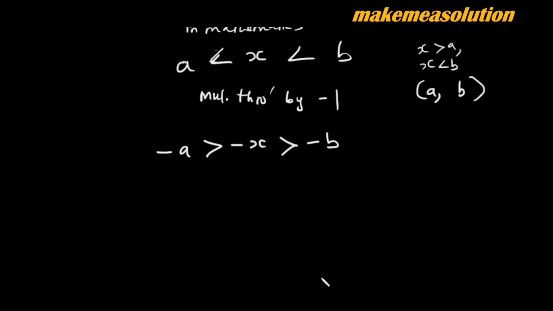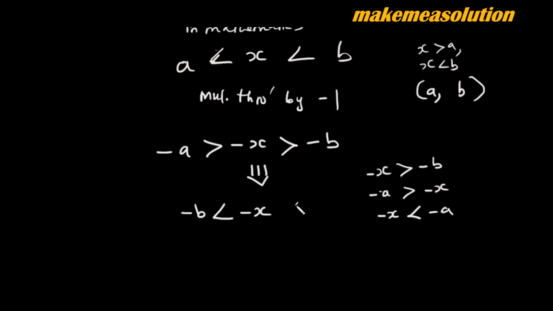So if you rearrange this particular stuff, is that okay? They're just trying to tell me that minus x is greater than minus b, and at the same time minus a is greater than minus x. Is that okay? In other words, if minus a is greater than minus x, that means minus x is less than minus a. So if I rewrite this particular interval according to this rule, the interval is now going to correspond to something like this: minus b less than minus x less than what?